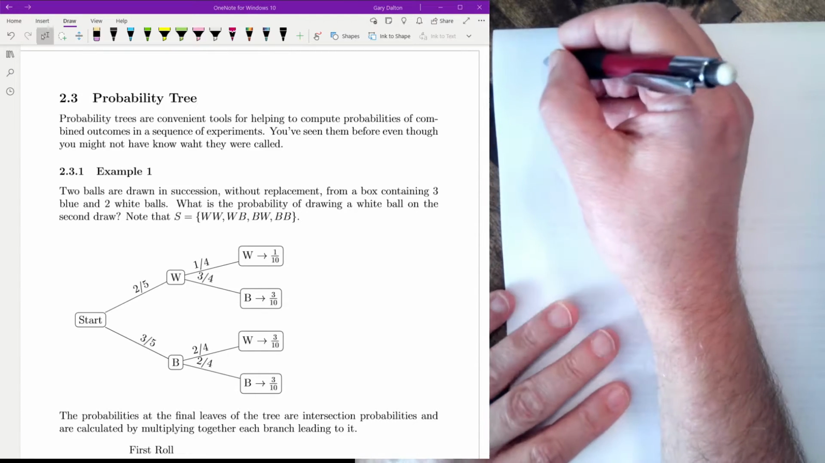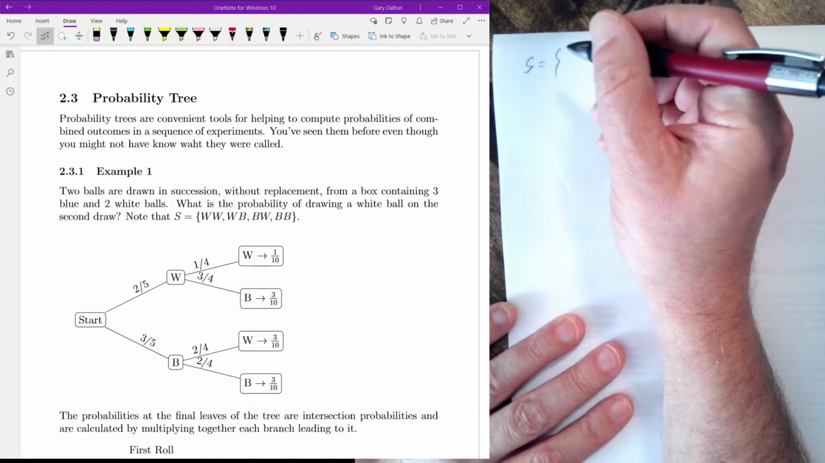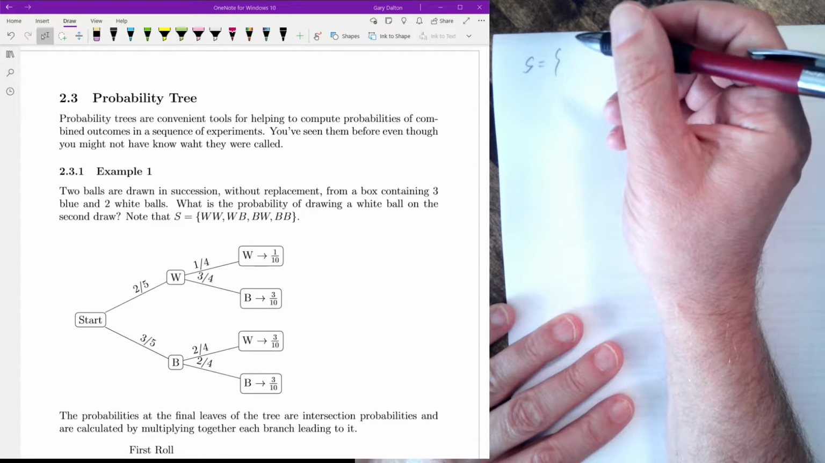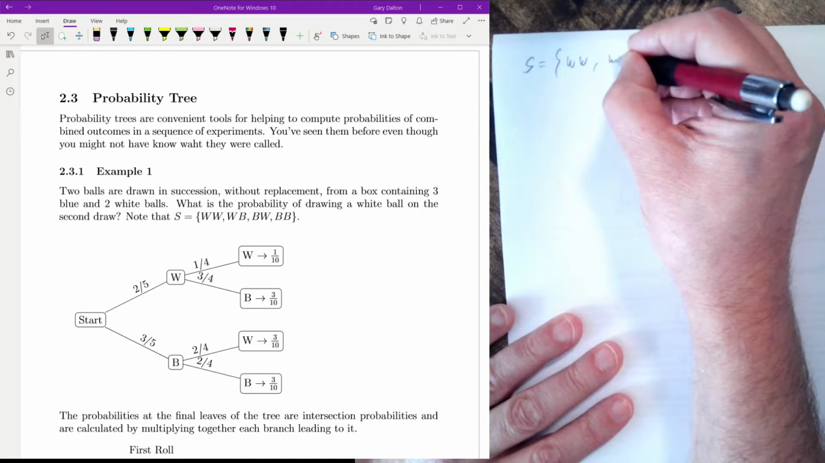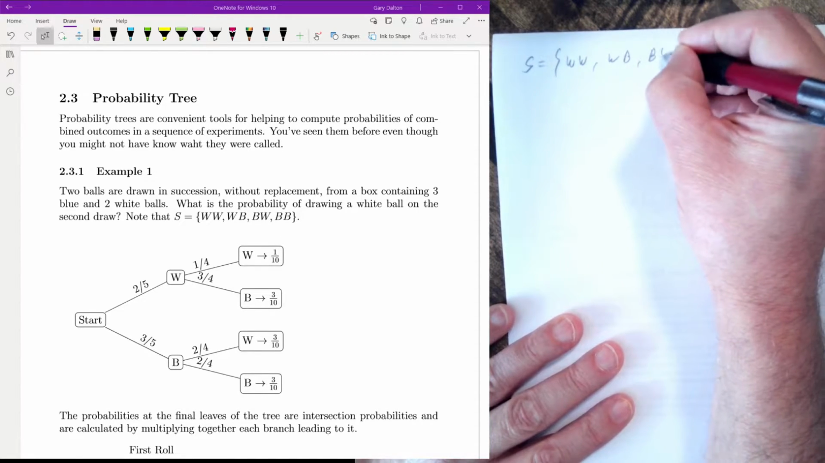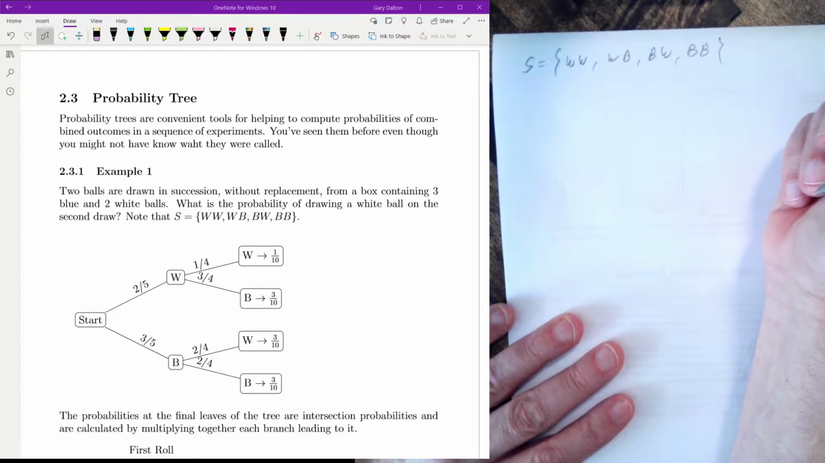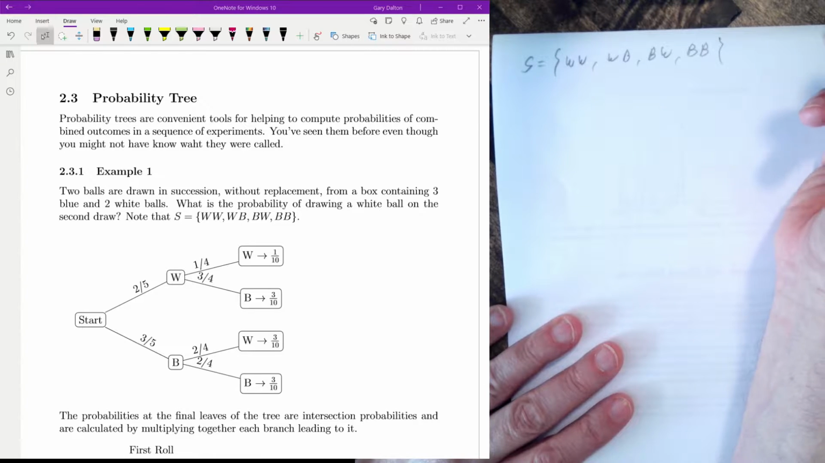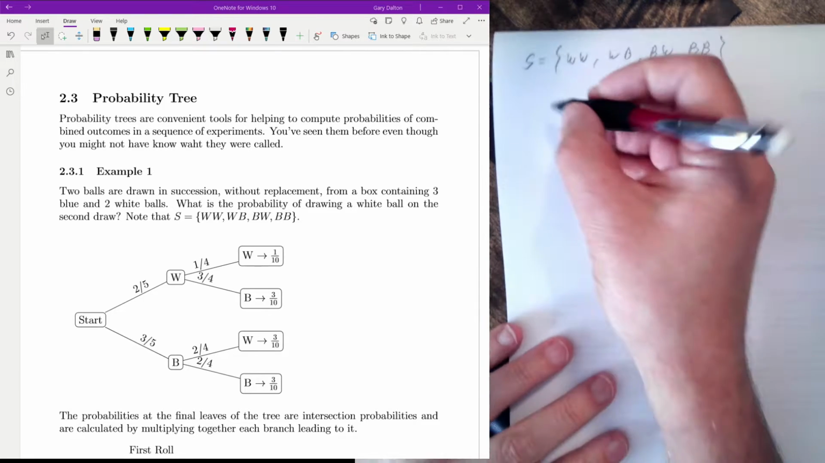So what we can say is that the sample space is equal to, well, we're drawing two balls, blue and white, so we can have white white, white blue, blue white, and blue blue. That's the only possibilities we can have. But also, let's think about it. We notice that the probabilities change. They're not going to be the same because once you pick a ball without replacement, that probability changes. So this tells you maybe using a probability tree would be a good idea.